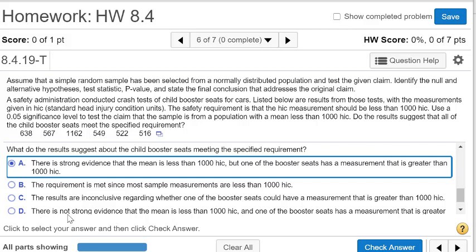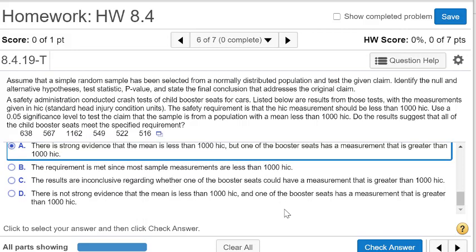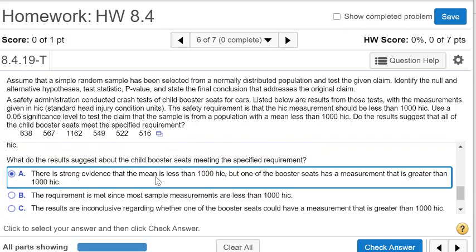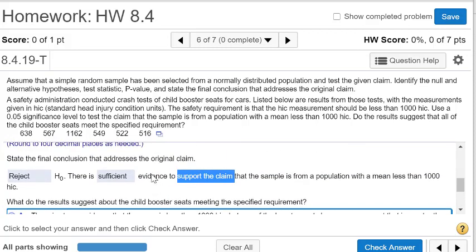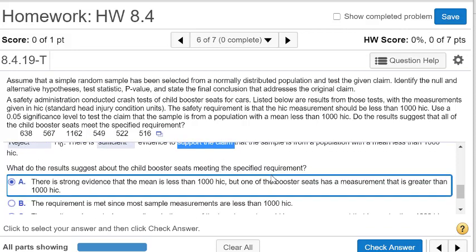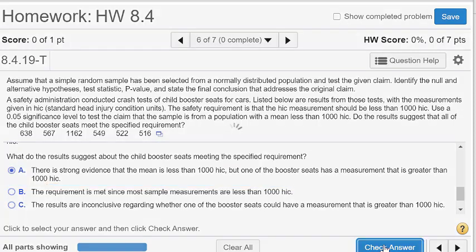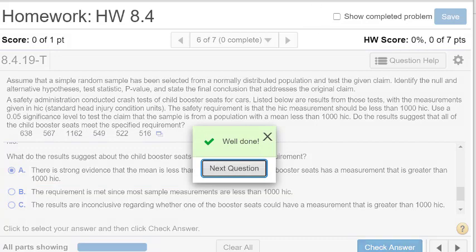And then D, there's not strong evidence that the mean is less than this and one of the booster seats is greater than. Well, the thing about the hypothesis test is we showed that there is evidence to support the claim, so I think the sufficient evidence gives strong enough evidence, even though one of them is popping out. So let's try to check this. Okay, I hope that helps.